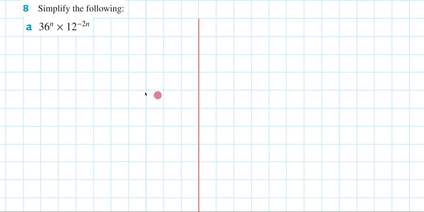So we're working through exercise 13a and we're going through question 8, simplify the following. 8a is 36^n times 12^(-2n). So at first, this kind of looks complicated. What exactly do we do?